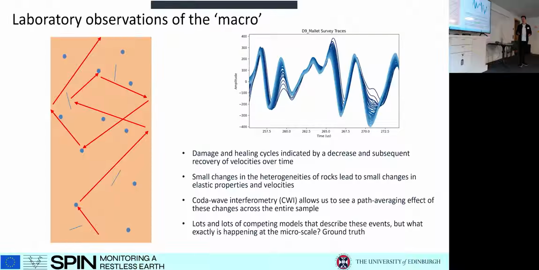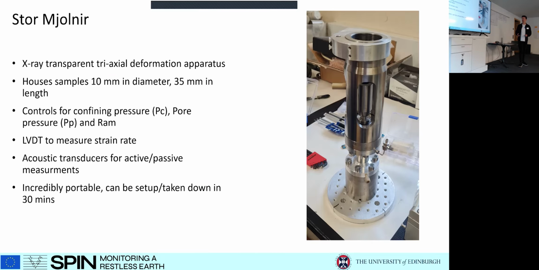So there's lots and lots of competing models that accurately simulate these effects. There's lots and lots of theory out there that tries to describe what is happening at the micro scale. But I'd like to get to know what is happening at a ground truth. So first, I thought I'd give a quick intro into the equipment that we're using. So the kit that we have in the lab is called Storm Mjolnir, which for any Norse mythology fans is Thor's hammer. And this is an X-ray transparent deformation rig.